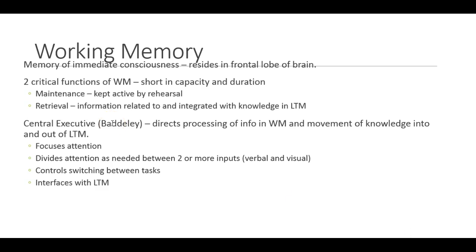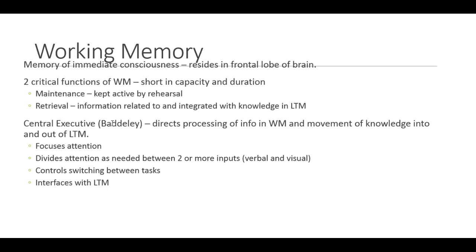So again, working memory is the memory of our immediate consciousness. Prior to this, it was called short-term memory, and basically this function resides in the frontal lobe of the brain. It has two critical functions in this working memory, and again, working memory, like short-term memory, is short in capacity and how much it can hold, and short in the amount of time that it can hold it, in duration, seconds. So what it does in working memory is it has to keep the information active by rehearsing it long enough so that it can retrieve information from long-term memory, integrate it with the new information, and then transfer it back to long-term memory, which is what we call learning.